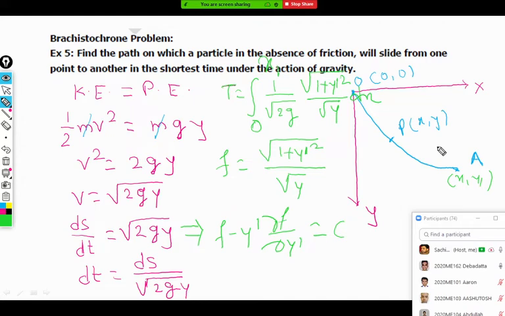After T, how did you get F? Here f is the integral, na? The integrand, because 1 upon root 2g is a constant that is outside the integral, and this f should satisfy Euler's equation for the integral to be the minimum. So that value of t should be minimum. Clear? Okay, sir. Thank you.